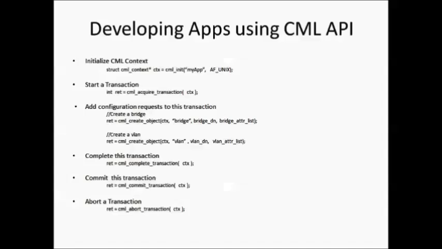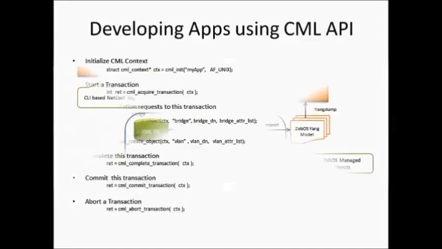In case the validation for the transaction failed, the CML engine will accordingly inform the management application, and the management application has the possibility to call CML abort transaction, which will abort the entire transaction and bring the system to the state where it was before actually this transaction was started. So this is how a simple flow of an API using the CML works.